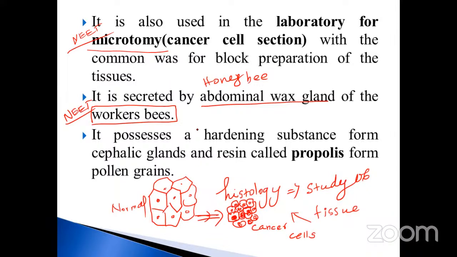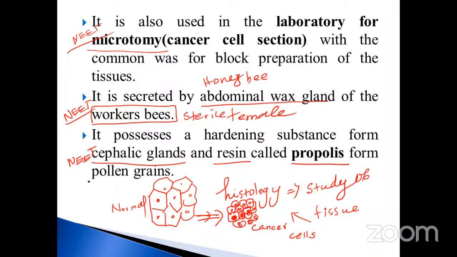Okay, worker means sterile female, don't forget. Okay, it possesses the hardening substances from the cephalic gland. The name of the gland is called the cephalic gland, and the resin is called propolis. These two are very, very important. Right? Cephalic gland, and the resin, gum-like substance, called propolis.